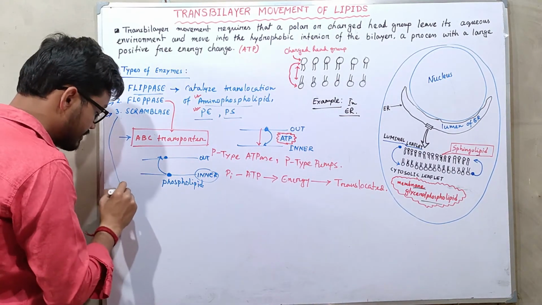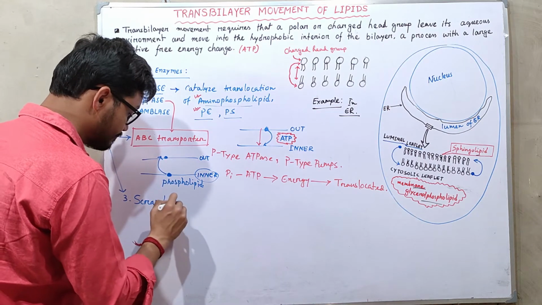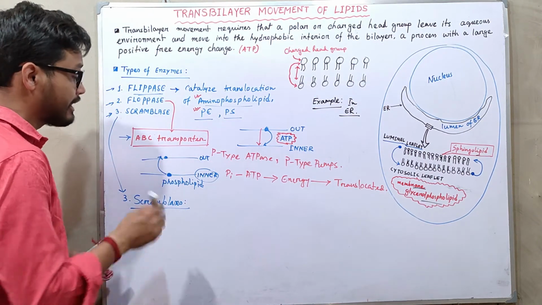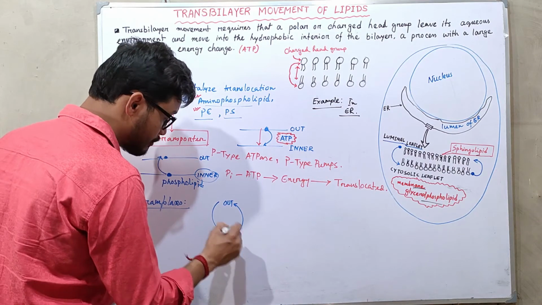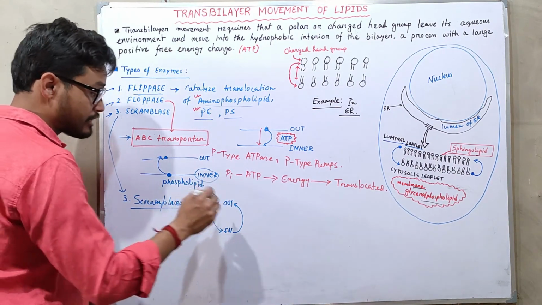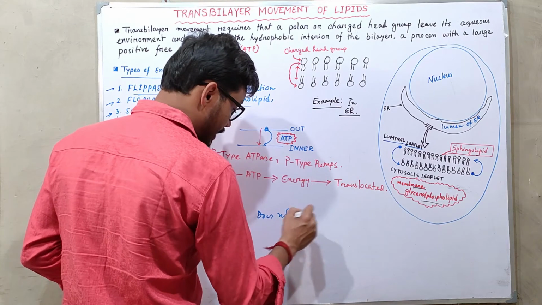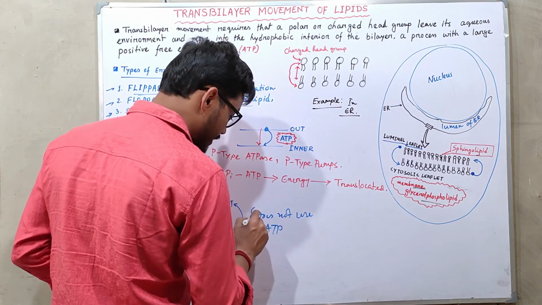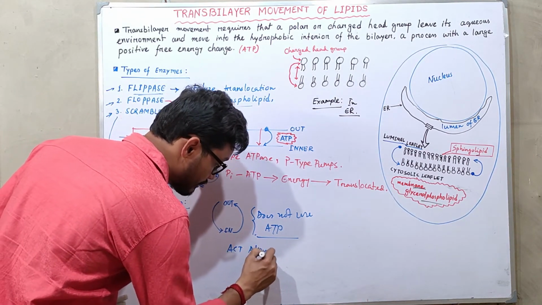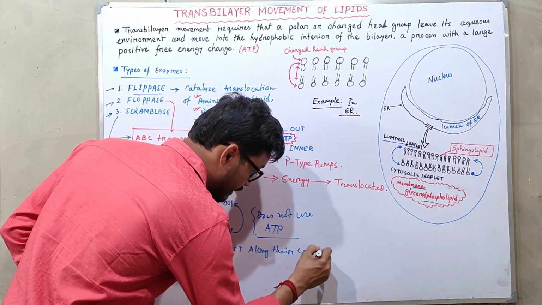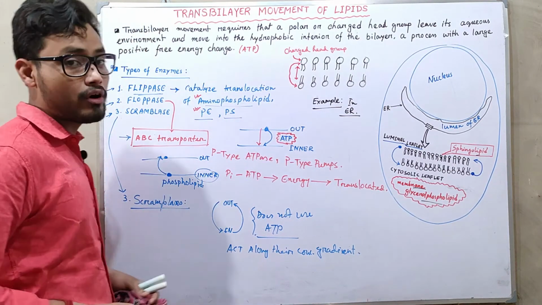Another type of enzyme is the scramblase. Scramblases are enzymes that catalyze movement in both directions, that means from outside to inside and from inside to outside, and by this procedure scramblases do not use any kind of ATP. They act along their concentration gradient.